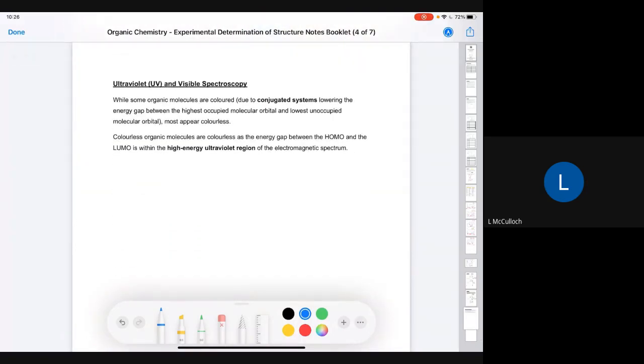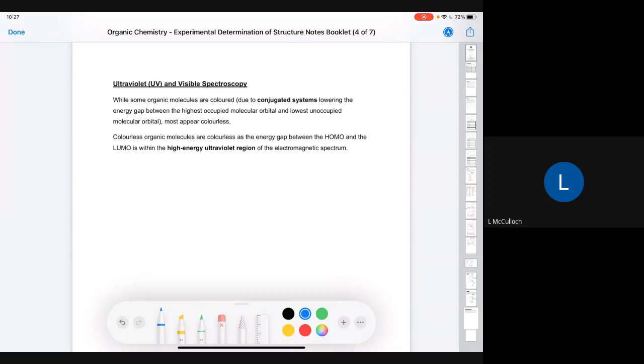So with ultraviolet and visible spectroscopy, it says, while some organic molecules are coloured, and that's due to conjugated systems lowering the energy gap between the highest occupied molecular orbital and the lowest unoccupied molecular orbital, most appear colourless. So it's not common that organic molecules have that conjugated system, so most organic molecules are going to be colourless.